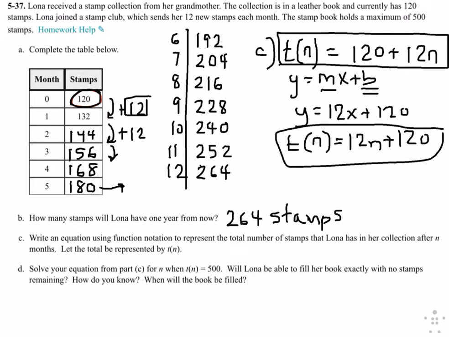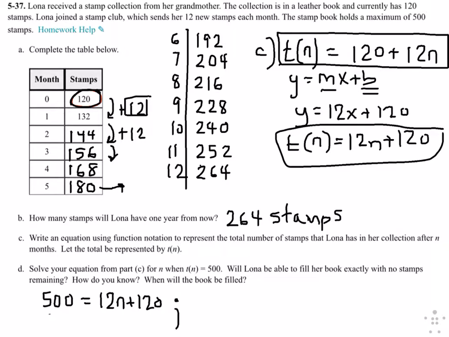And then D says, solve your equation when t of n equals 500. Okay, so I'm just going to squeeze this in here. For when t of n will be 500, so when she'll have 500. So we want 500 equals 12n plus 120. And again, I never go across the page, but I have to because I'm out of room there.